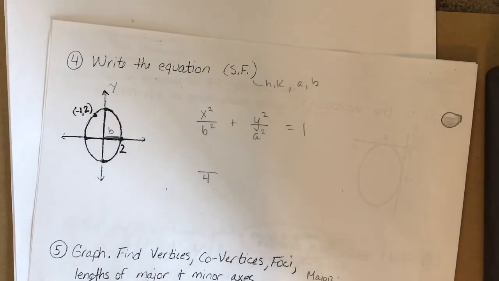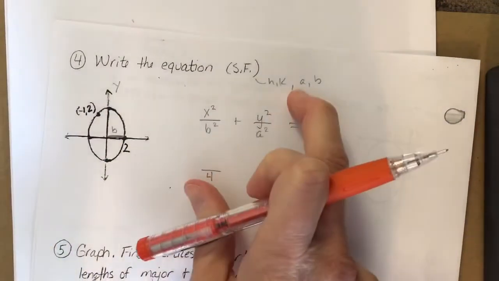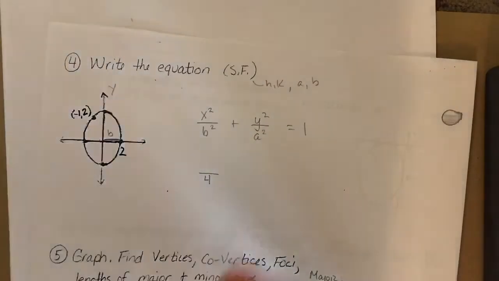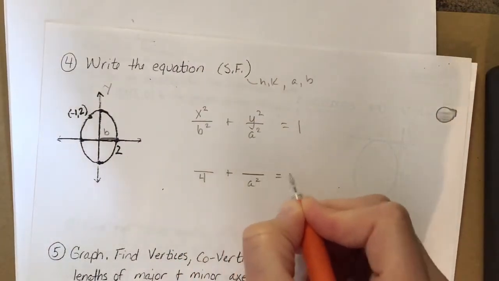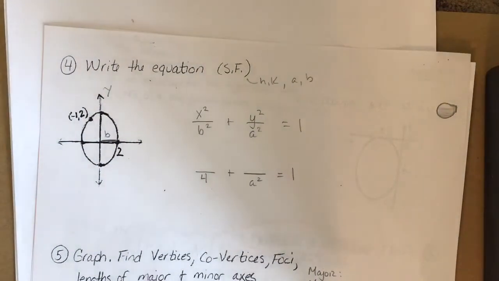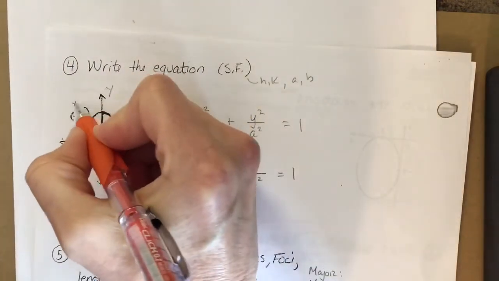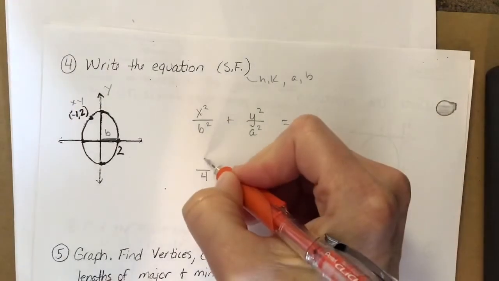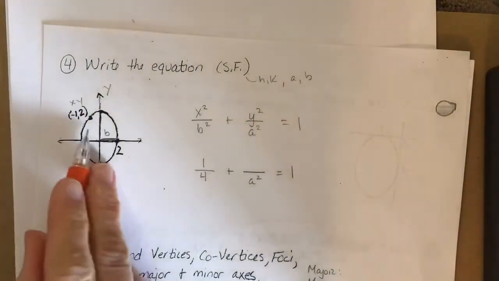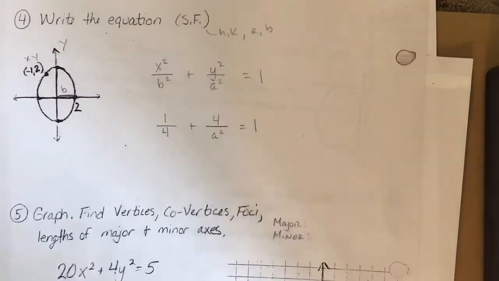Now what? I don't know a squared. I need to find a. What am I going to do? Well, I have a point, which is x, y. So we're going to plug in negative 1 for x. And negative 1 squared is positive 1. And y is 2. 2 squared is 4. And now we're going to solve this for a.